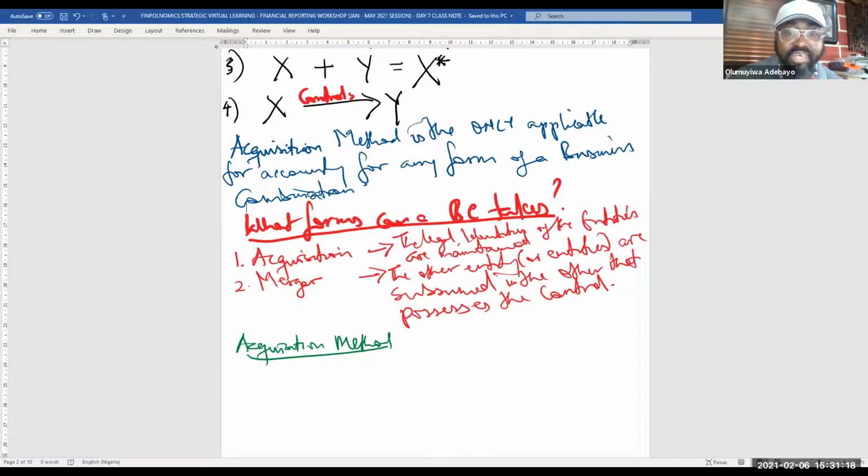What does that infer? It infers that, one, in a business combination, there is only one acquirer. There's only one what? Acquirer. What does that mean? An acquirer is a business that controls every other business in that arrangement.